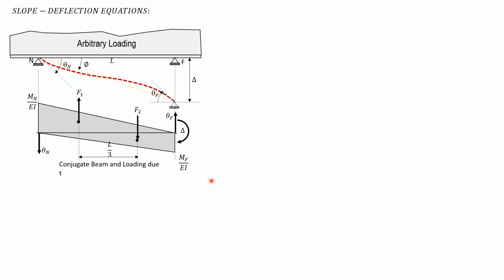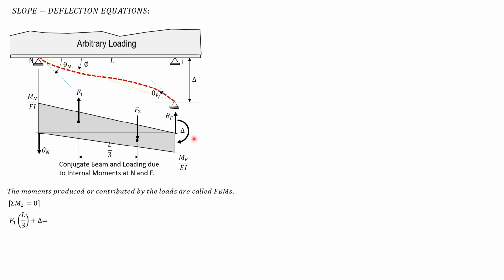So summation of moment about point 2 equals 0. So we have F1 times L over 3. By the way, the moments contributed by the loads are called fixed end moments, and we will have a separate discussion of how to compute these fixed end moments. So summation of moment about point 2 equals 0. So we have F1 times L over 3 plus delta equals theta N times 2/3 of L plus theta F times L over 3. So that's the equation.